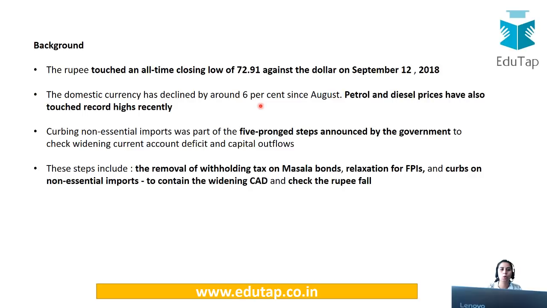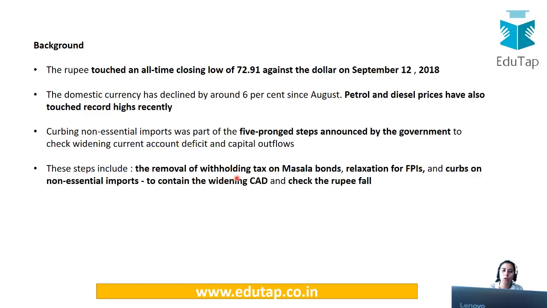So see, the rupee has touched an all-time low, that is 72.91, and it has fallen beyond that also. This is about September 12 last. So the domestic currency has declined, oil prices are increasing. So the government had announced steps to be taken for the curbing of all such things, and there are a few steps which they had announced they'll take.